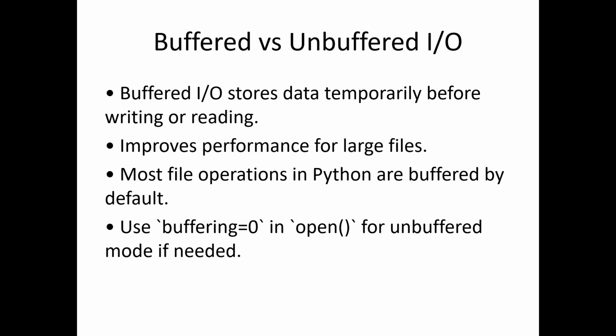So what is buffered versus unbuffered input output? By default, Python uses buffered input output, which means it temporarily stores data in memory before writing it to the disk. This improves performance, especially for larger files. If you want unbuffered input output, we can pass buffering equals 0 in open, for when unbuffered mode is needed.